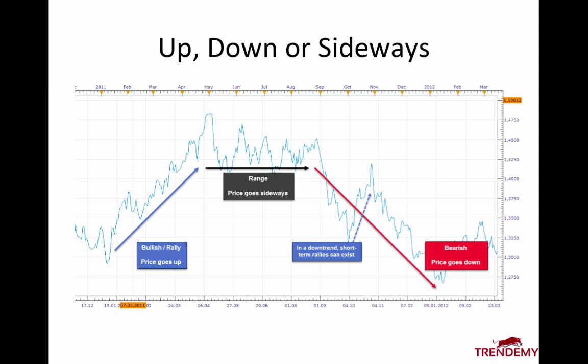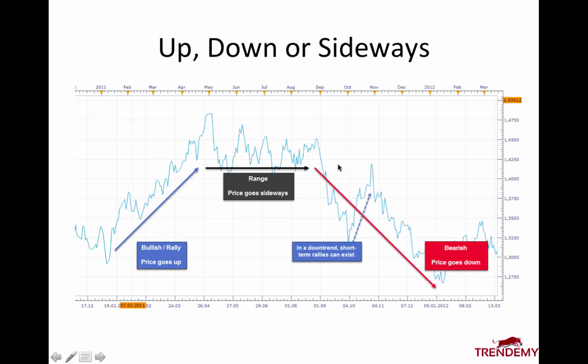The picture shows three possible but very broad scenarios. First, the price went up, which in trading terms is called an uptrend. Then it moved sideways, or in a range, for a while before it went down, or a downtrend in short, again.